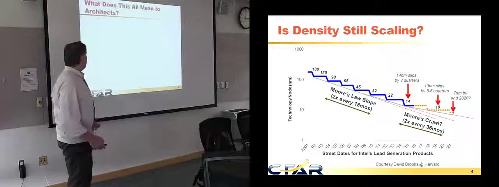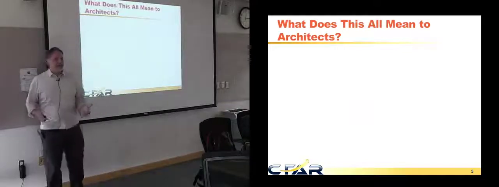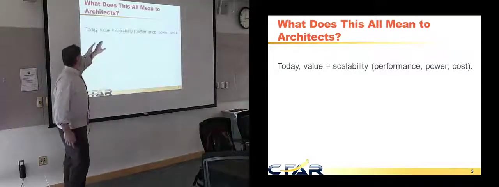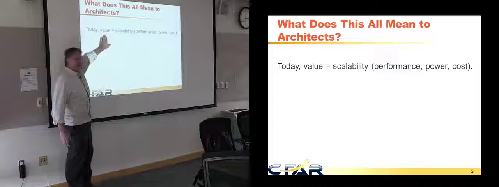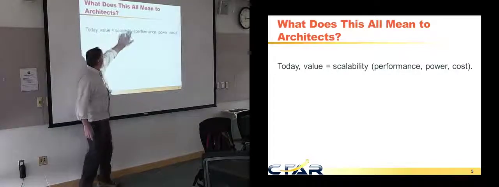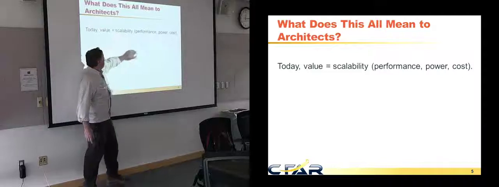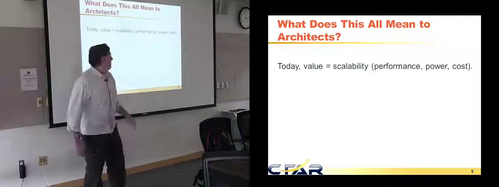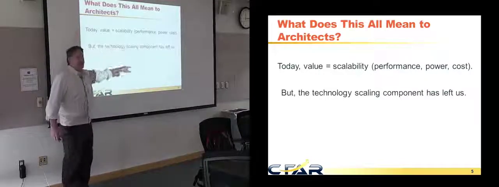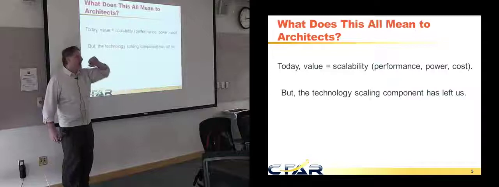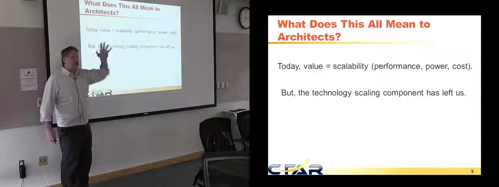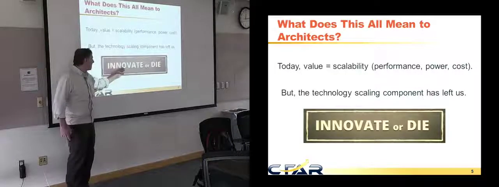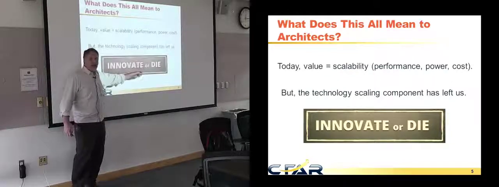So what do we do? We're losing all of these benefits that architects have been lavished with over decades. Now, just to recap, value, the thing that you make money on when you sell to a customer, has always been scalability in our community. Faster computers, lower power computers, cheaper computers. And we're losing the technology scaling side, density, power density, as well as transistor speed. We're losing all those things. So what does that mean? It means to architects, you got to innovate or you're going to die.